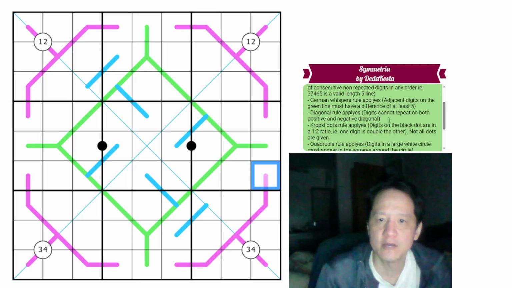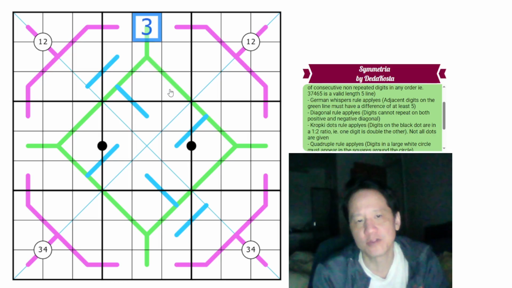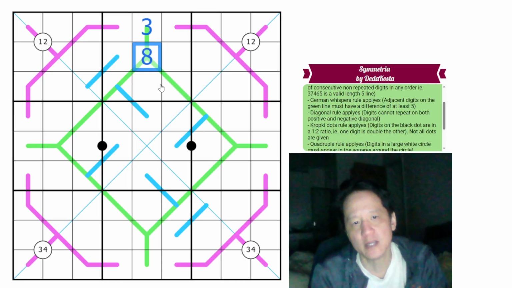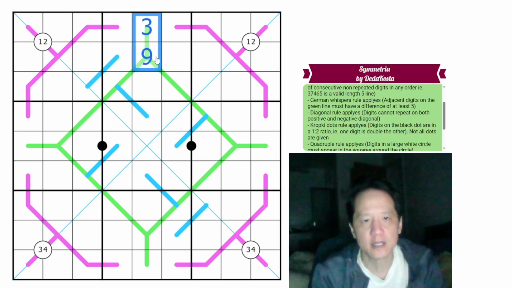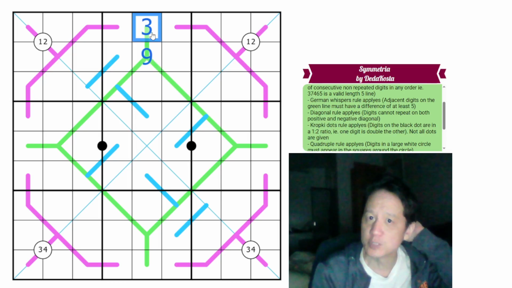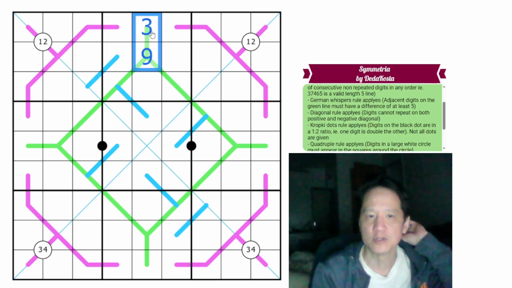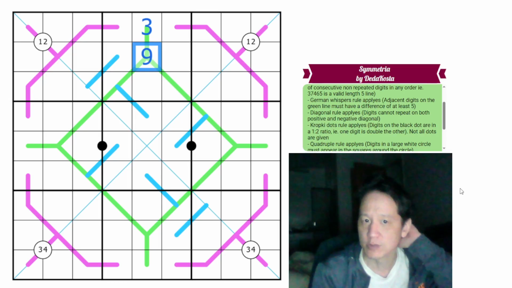Then we also have German whisper rules, where adjacent digits on a green line must have a difference of at least 5. So for example, if this were a 3, this would have to be an 8 or a 9 to maintain a difference of at least 5 between adjacent digits. And the only digits that can be next to a 3 in that case are 8 and 9. So those are the only digits that can be next to it on a German whisper line.